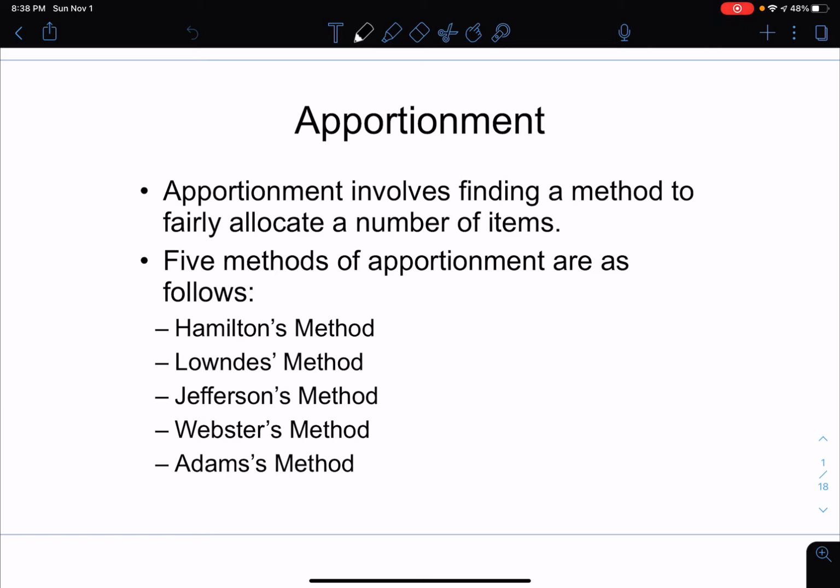But those are five main big methods that we are going to discuss. First, we're going to hit Hamilton's and Lowndes' methods, and then in another video, we'll hit the other three.